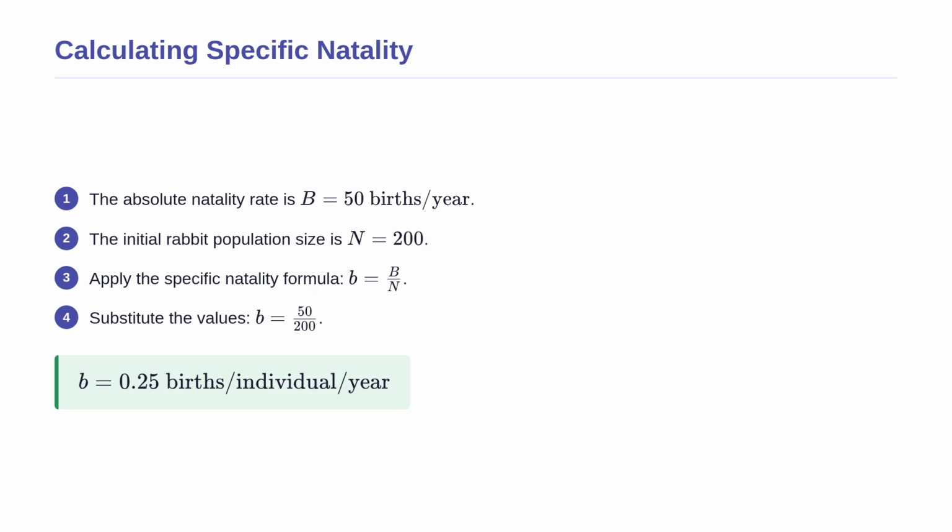Physically, this means that for every one rabbit that existed at the start of the year, 1/4 of a new rabbit was added. Or, more intuitively, for every 4 adult rabbits, exactly 1 new baby rabbit was born during that year.